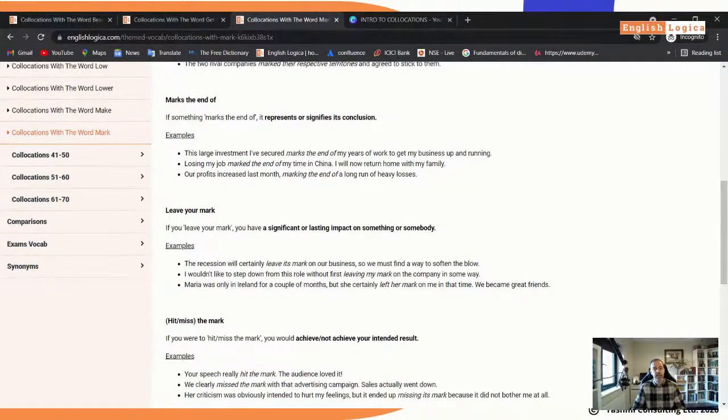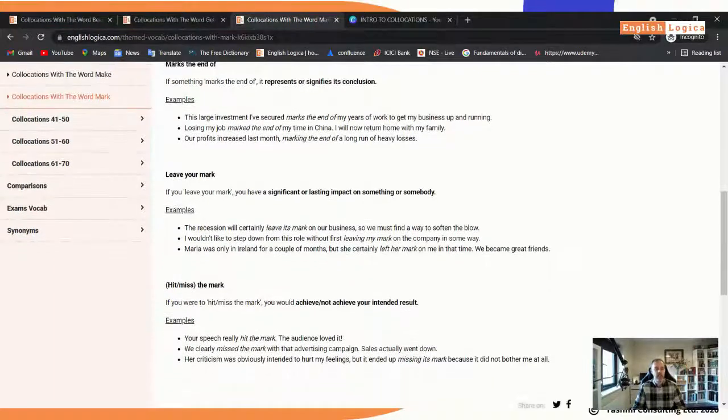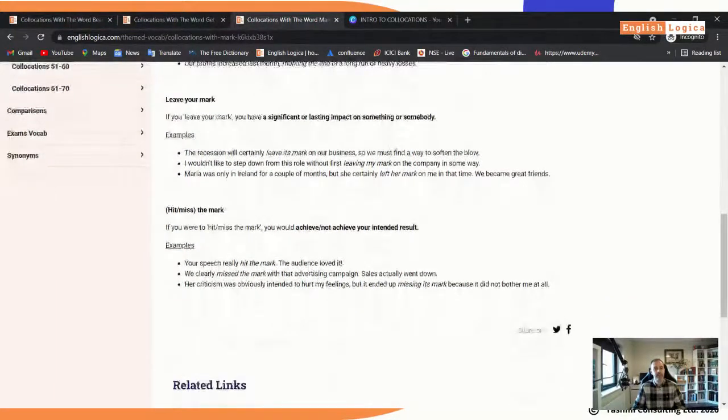Our next collocation with mark is leave your mark, to leave your mark. If you leave your mark, you have a significant or lasting impact on something or somebody. Examples: the recession will certainly leave its mark on our business, so we must find a way to soften the blow. I wouldn't like to step down from this role without first leaving my mark on the company in some way.